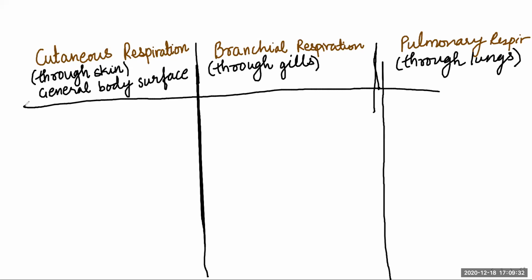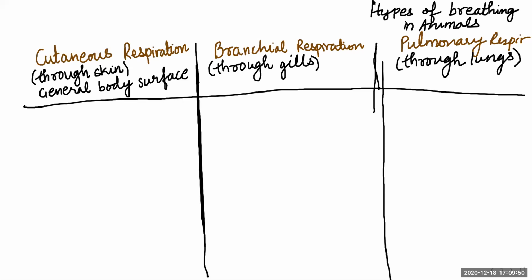Okay. So on a fresh page, give a title: types of breathing in animals. We have just completed animal kingdom. Divide it into three parts, and of all the phyla and chordates, सारे क्लासेस भी आपको लिखने पड़ेंगे. ग्रुप करिए कि कौन से क्यूटेनियस होंगे, कौन से ब्रैंकियल होंगे और कौन से पल्मोनरी होंगे.